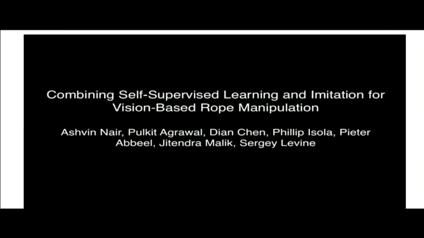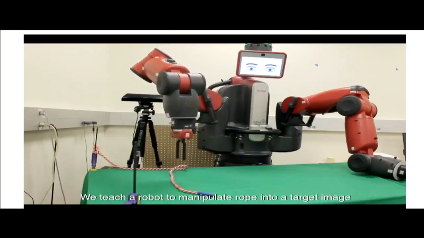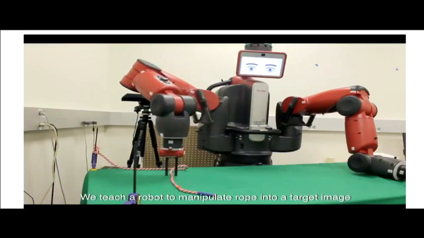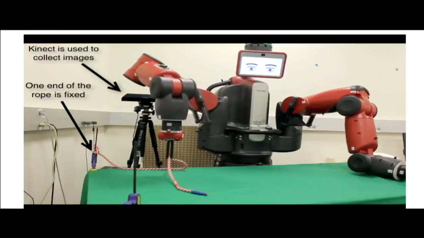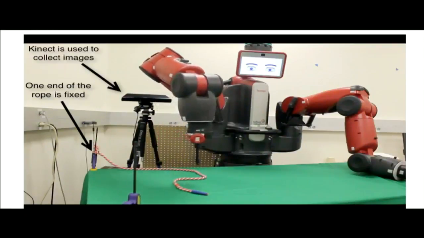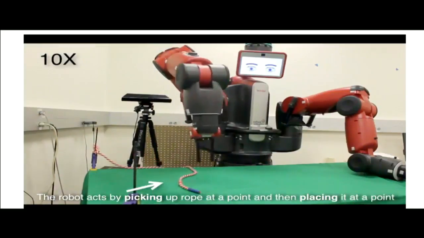Okay, so what they do is similar to the previous paper where they were trying to poke things. This time they had a rope, and they had the robot collect a lot of data of picking up the rope and moving it to a new place. Here's a video of some of the data collection, and you can see that one end of the rope is fixed, and it's using a Kinect to get images of the setup. And it's randomly picking up a place on the rope and moving it to a new location.